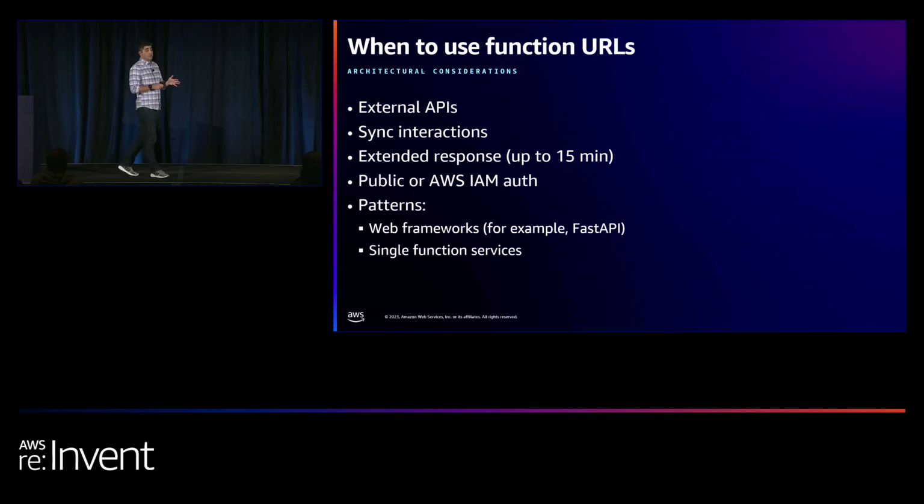FURLs support public, right? It's out there on the internet. Anybody can call it. Or AWS IAM is its authorization option. Or you can include whatever checks you need to do in the function code itself, right? But then you're kind of mixing a little bit. So if you really want to keep things separate, again, CloudFront or some other options. Patterns that we see with function URLs, people will use web frameworks, things like FastAPI, or if it's just a simple single function type of service. So with that, I'm going to hand it back to Arthi to walk you through the completed plugin and a few finishing notes.